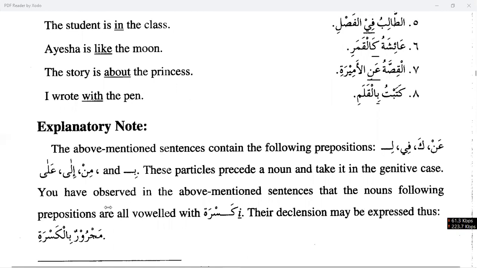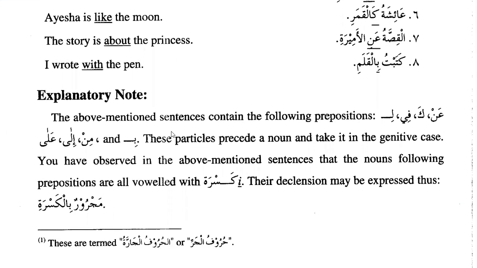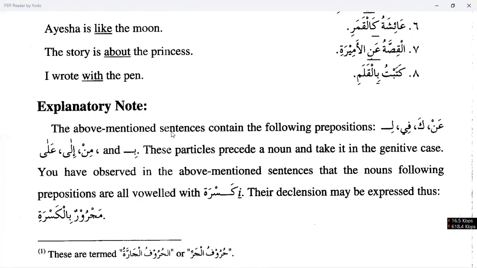Okay. Next student is Miss Rama. Read the explanatory note. Explanatory note. The above mentioned sentence contains the following prepositions: an, ka, fi, li, min, ila, ala, an, bi. Miss Rama, we can't hear you.